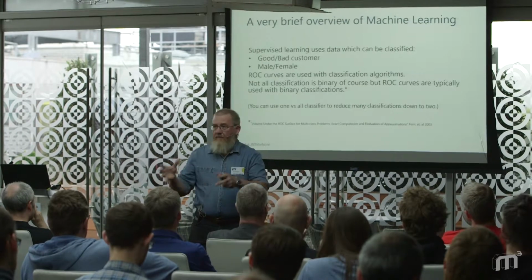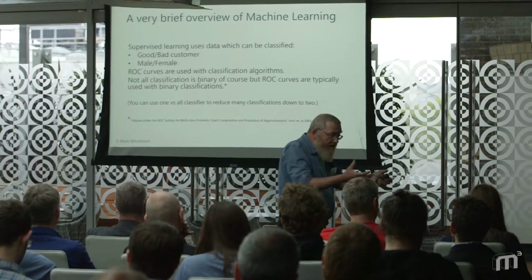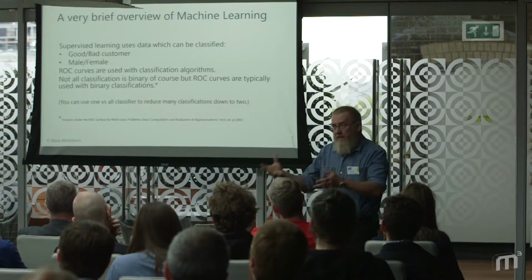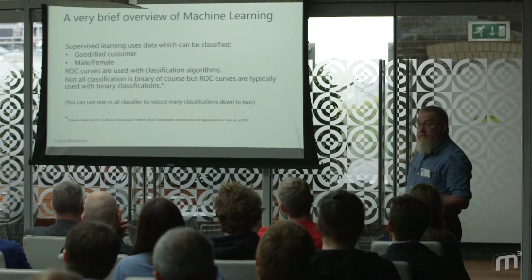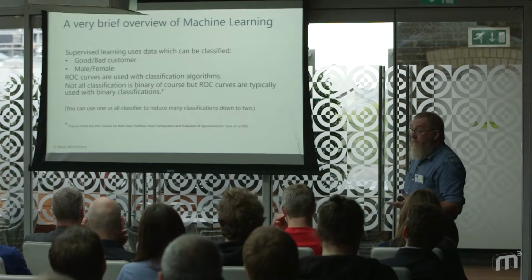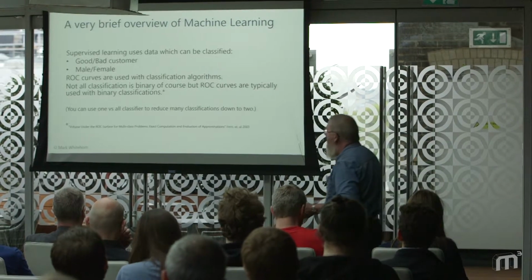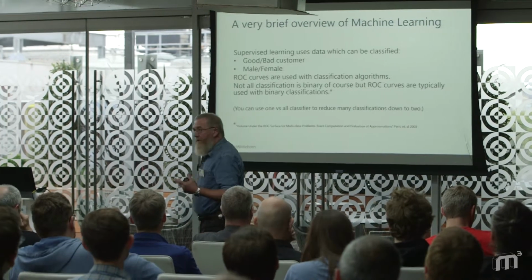These customers are male and female, or these customers are female. We are trying to classify things. These insurance claims are fraudulent, these ones are fine. And of course, not all classification is binary. So we are dealing in ROC curves with binary classification. And if you have trinary, quaternary classification, you can sometimes turn it into binary.